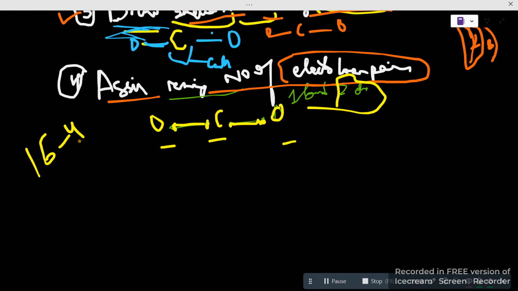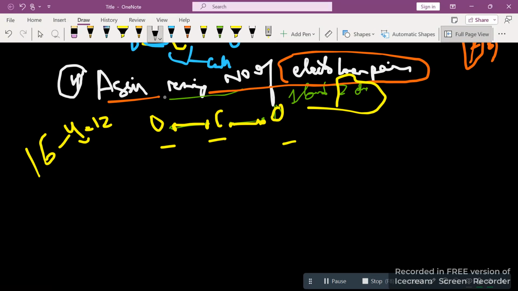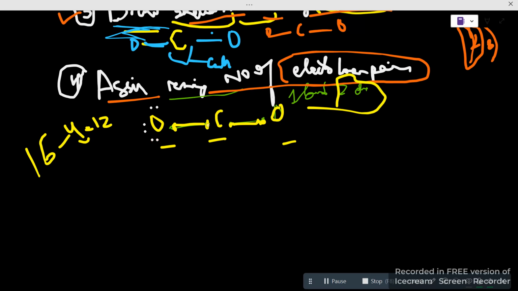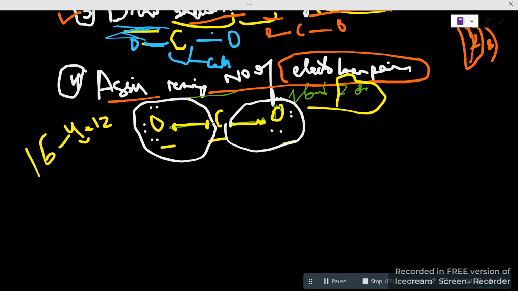Then 16 minus 4, where 4 is these bonds: 1, 2 here and 1, 2 here, so 2 plus 2 is 4. When you subtract 16 minus 4, you find 12. This means there are still 12 electrons remaining, so you need to give them as lone pairs. 1, 2, 3, 4, 5, 6, 7, 8. So oxygen has 8. 1, 2, 3, 4, 5, 6. So 6 and 2, two for this one and two for this one. So this was the fourth step which we discussed.